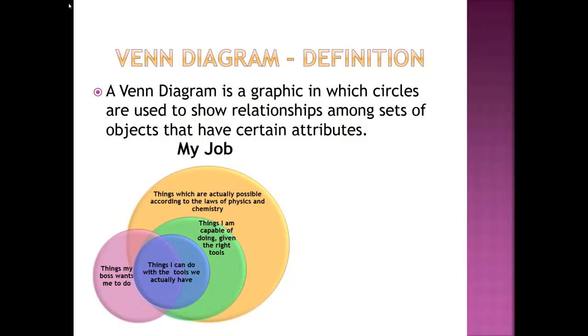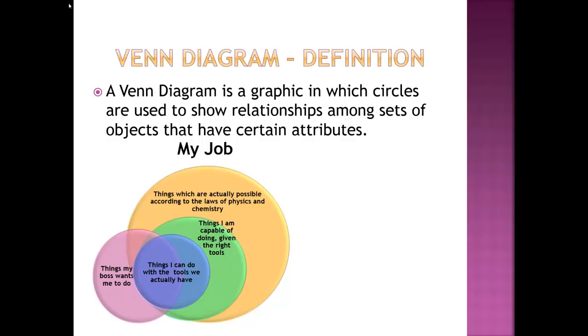This Venn diagram gives us an idea of what somebody thinks about their actual job. If you follow these circles and you see how they intersect, these are some things that my boss wants me to do. Then you have another circle inside of that that says things I can do with the tools that were actually given to me. Then you have another circle inside of that that says things I'm capable of doing given the right tools. And overall, my job is things which are actually possible according to the laws of physics and chemistry.